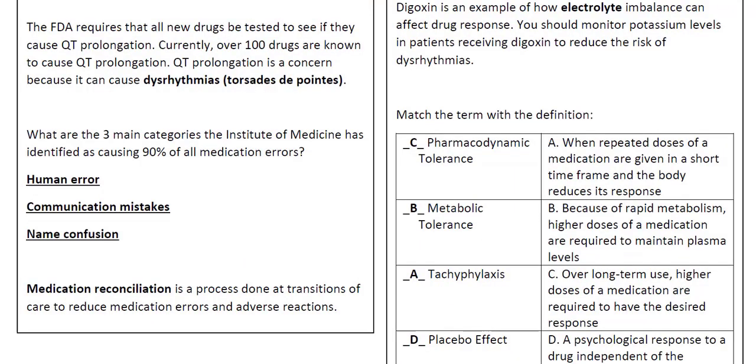Medication errors are a major cause of patient injury and cost billions of dollars each year. A medication error is defined as any preventable event that may cause or lead to inappropriate medication use or patient harm. Anyone involved at any step of patient care can potentially make a medication error. The Institute of Medicine has identified 3 main categories as causing 90% of all medication errors. These are human error, communication mistakes, and drug name confusion.